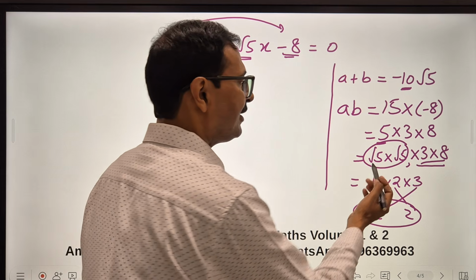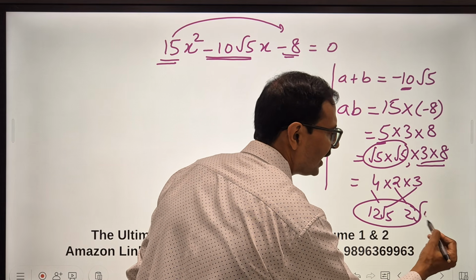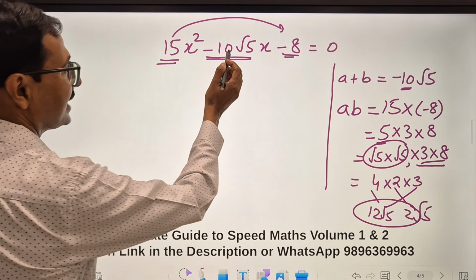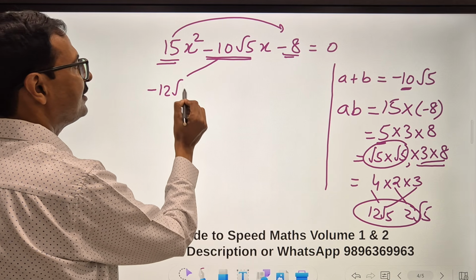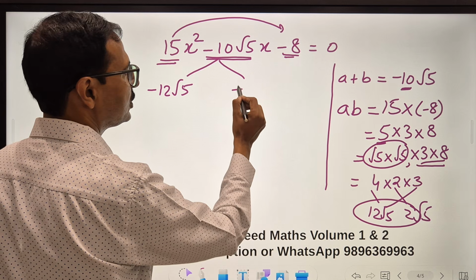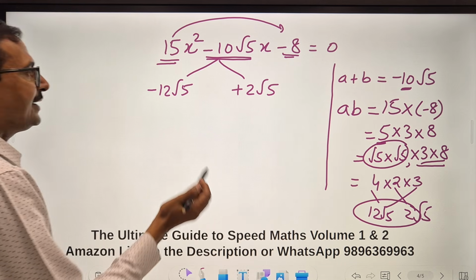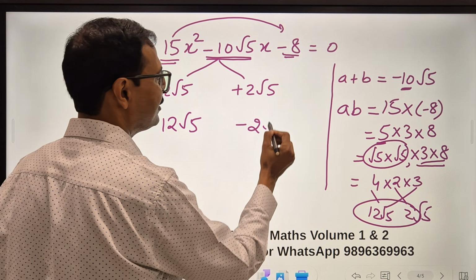Now root 5 and root 5, they will be combined with each of them, like this and like this. So 12 root 5 and 2 root 5. I need to check the sign. This is negative, right? So the larger one, negative 12 root 5, and the smaller one, plus 2 root 5. This is the middle term split factors. Now what did I tell you? Just change the sign, 12 root 5 and minus 2 root 5.